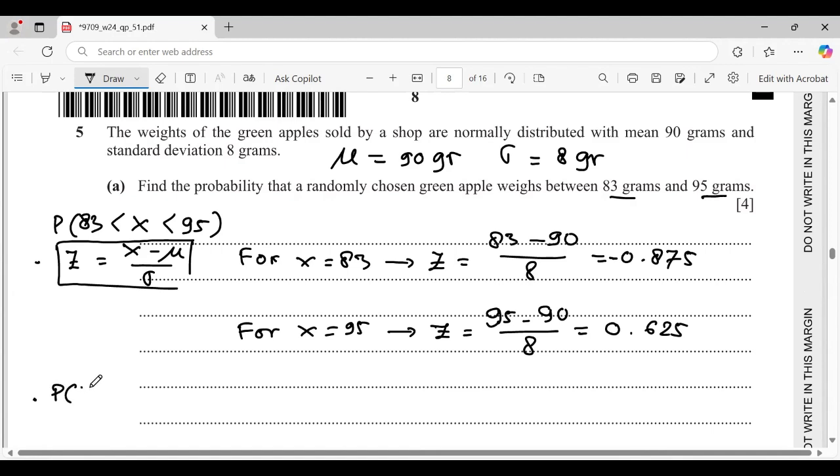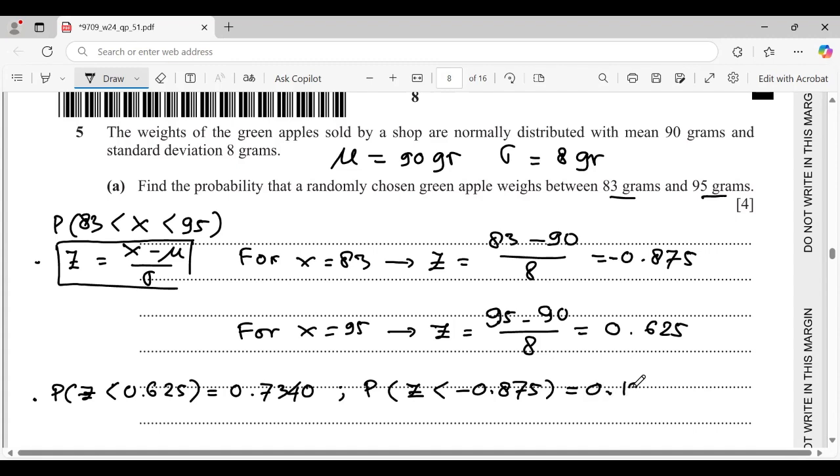The next step, find the probabilities using the standard normal distribution table, or you can use a calculator. The probability Z less than 0.625 is 0.7340. Again, you can use your calculator or the standard normal distribution table. And the probability Z less than minus 0.875 equals 0.1908.